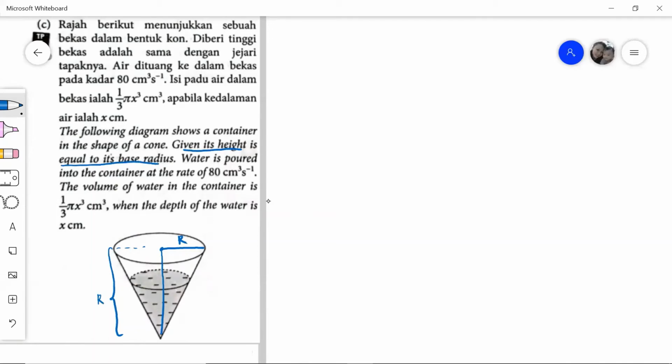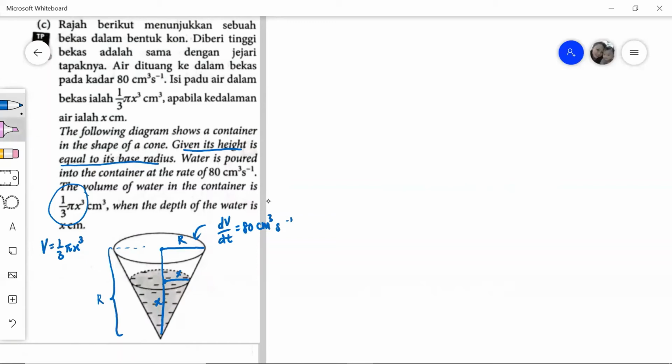It is not drawn to the correct scale, okay? And then the water is poured into the container at the rate of 80 cm cubed per second. That means we have dV by dt equals 80 cm cubed per second. The volume of water in the container is V, given as 1/3 pi x cubed when the depth of the water is x, which means for this part, if the depth is x, then the radius will be x as well.